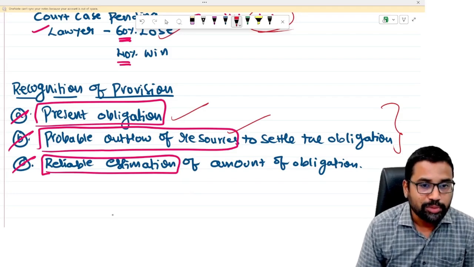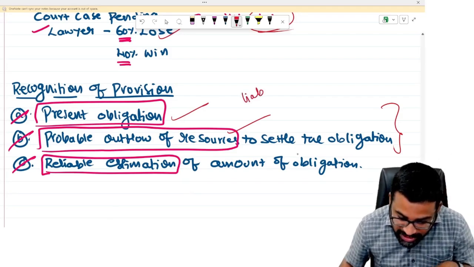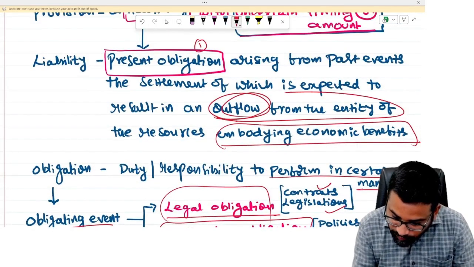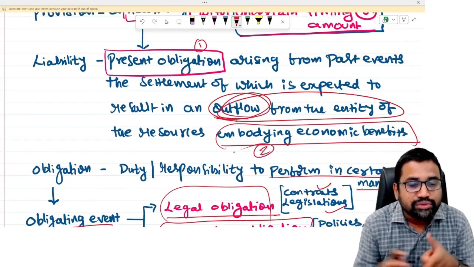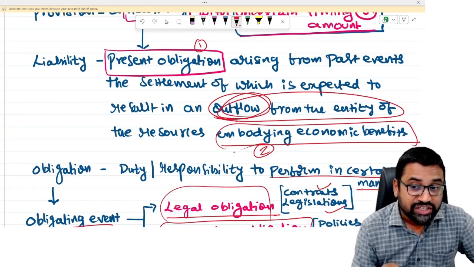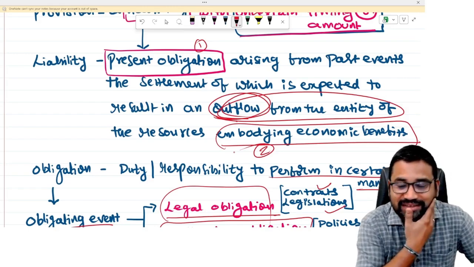Present obligation with probable outflow of resources. This is called liability. You read the liability definition, it involves two things. Present obligation is one. Second, outflow of resources. Two. If you add these two, liability. So that means, first of all, in order to create a provision, that must satisfy the definition of liability.